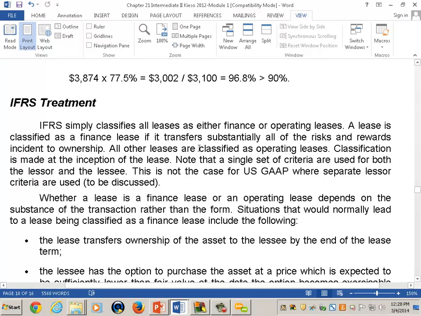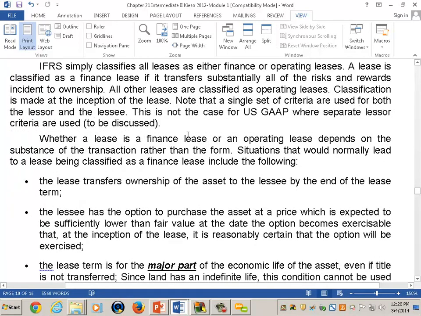Now, here we go. Let's look at the capitalization conditions. First two bullets are the same as US GAAP. Transfer of ownership would lead to the conclusion that you have a capital lease. Bargain purchase option, right? The lessee has the option to buy the asset at a value that's substantially below the fair value when the option becomes exercisable. So the first two criteria are the same. Now, here's the difference.